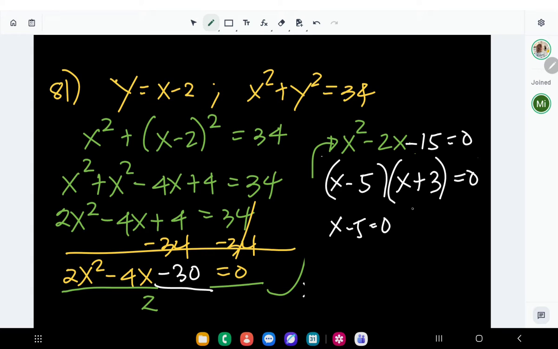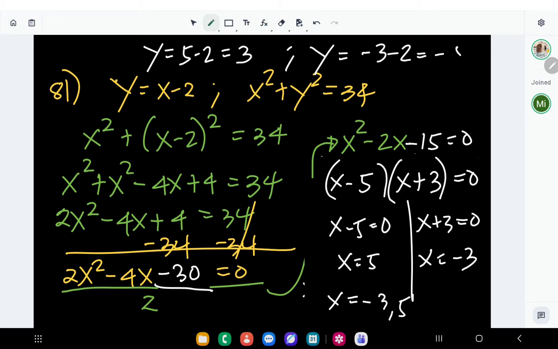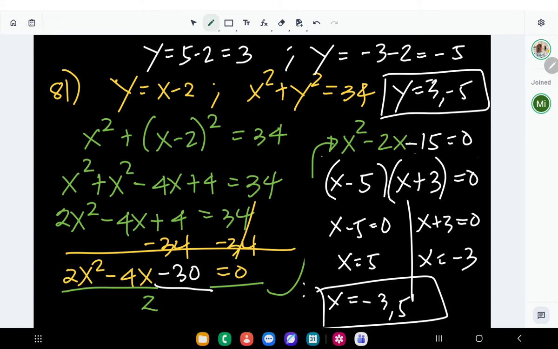So x minus 5 equals 0. X plus 3 equals 0. So x is equal to 5. X is equal to negative 3. Then we solve for y. So when x is 5, y is 5 minus 2, y is 3. When x is negative 3, y is equal to negative 3 minus 2, so y equals negative 5. So the solutions are (5, 3) and (negative 3, negative 5). Alright.